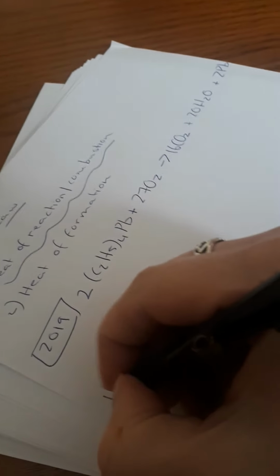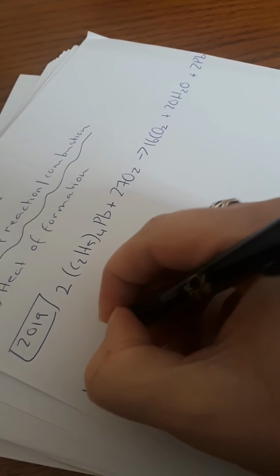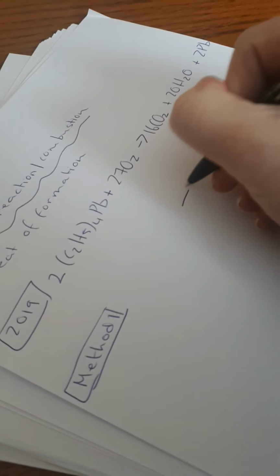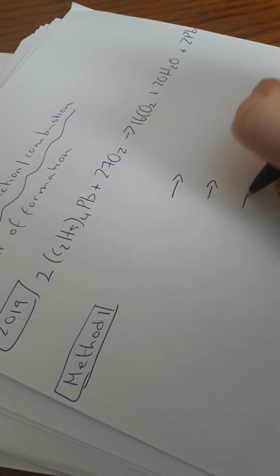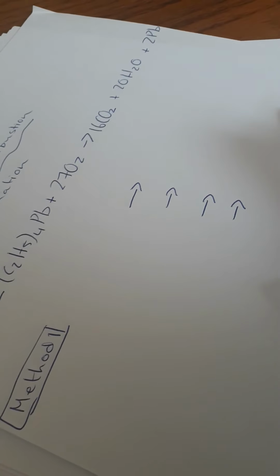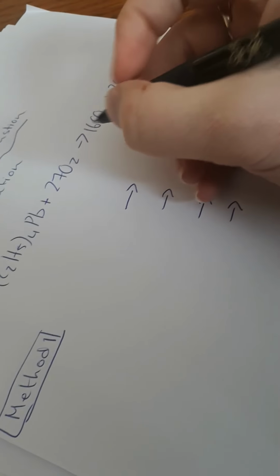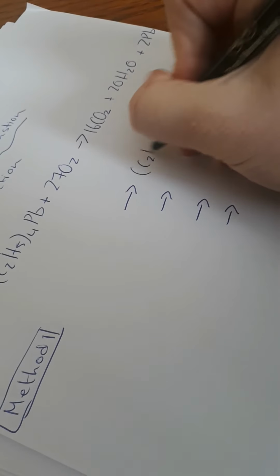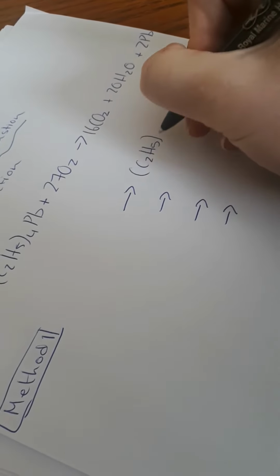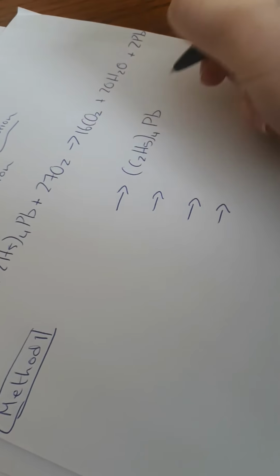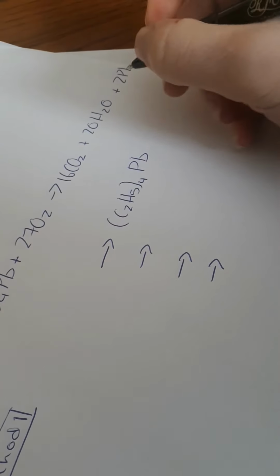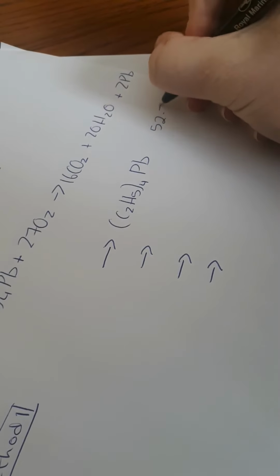So the method one that I'm going to show you, this is the first way, and this is how I do it. Firstly, we're told the heats of formation. So straight away, we're looking at heats of formation. They're going to be on my product side. And I have tetraethyl lead, (C2H5)4Pb, and that has a value of 52.7.